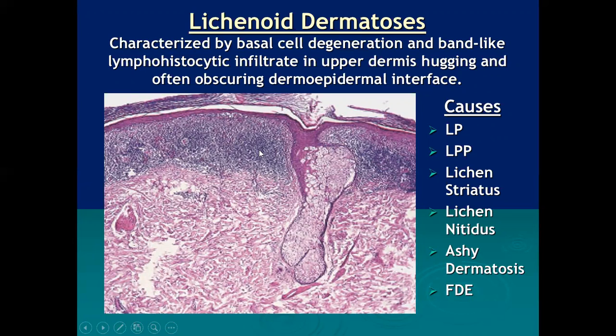Most of the skin conditions which are known by the first name of lichen are associated with lichenoid dermatosis. That is, these conditions will have basal cell degeneration and a band-like lymphohistiocytic infiltrate. What are these conditions? They include lichen planus, lichen planopilaris, lichen striatus, lichen nitidus, ashy dermatosis or lichen planus pigmentosus, and fixed drug eruption. For a detailed discussion of all the lichenoid dermatoses and their histopathology, please refer to my lecture on histopathology of lichenoid dermatosis.